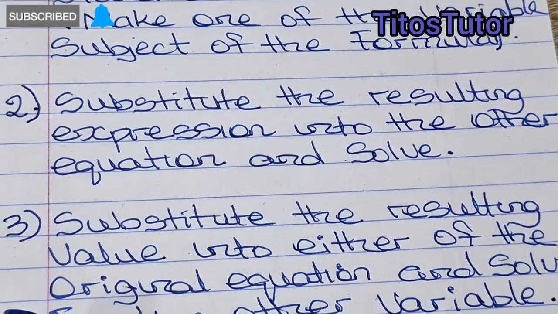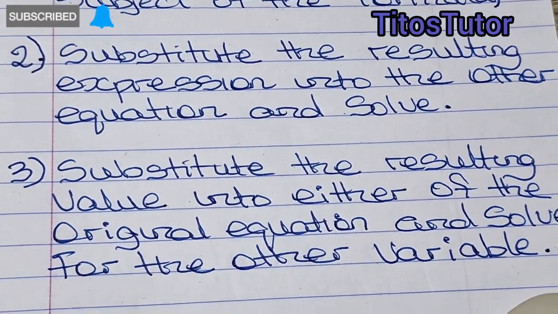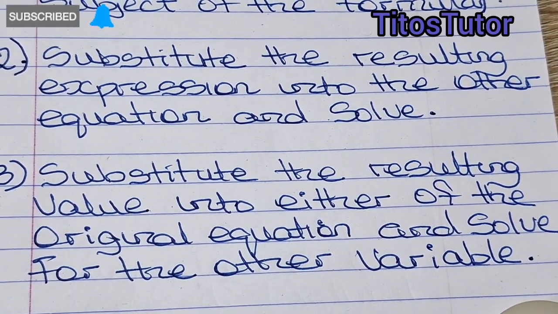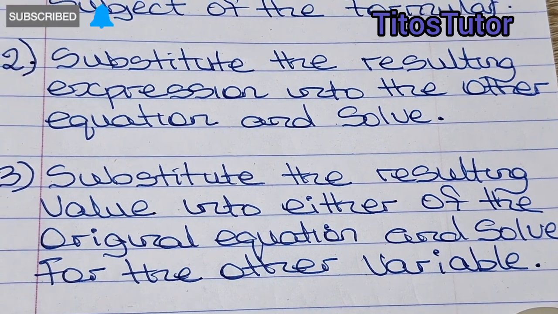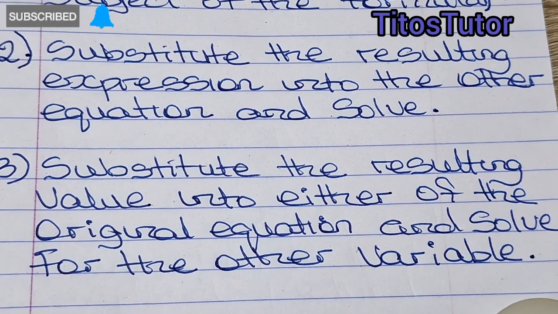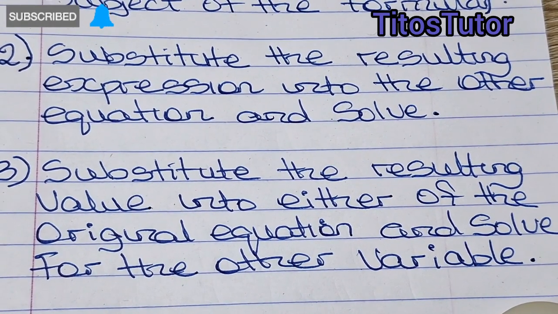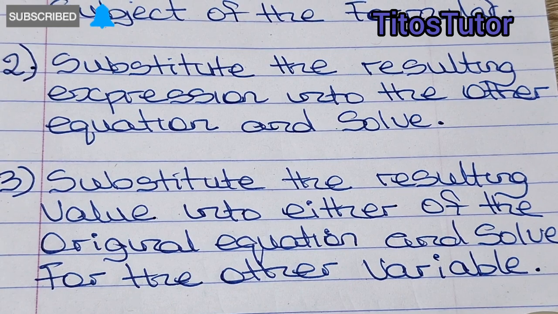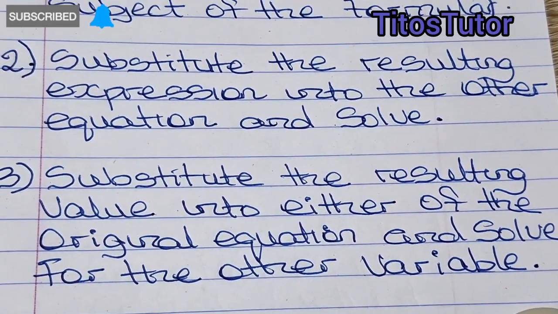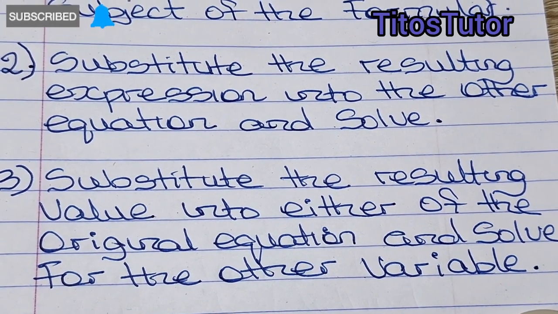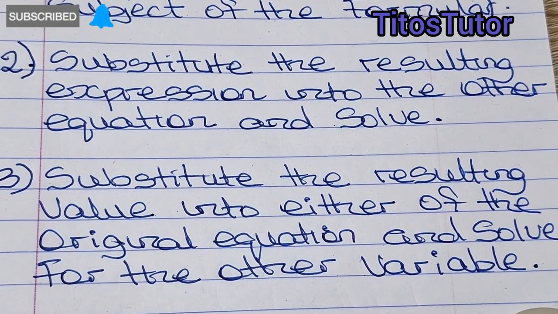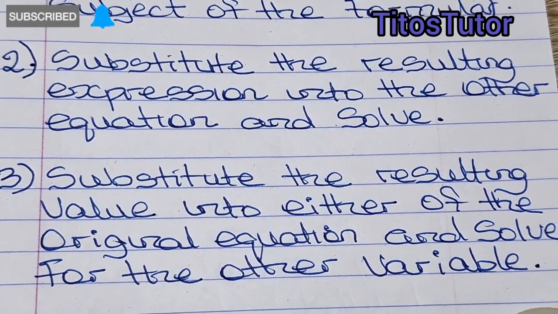Okay, then after doing that, you go to the third step. The third step is to substitute the resulting value into the other equation to solve for the second variable. So by substituting into the other equation, you would have gotten, let's say, the value of x. Then when you're done getting the value of x, you go into any of the equations and substitute the value of x to find the value of y.